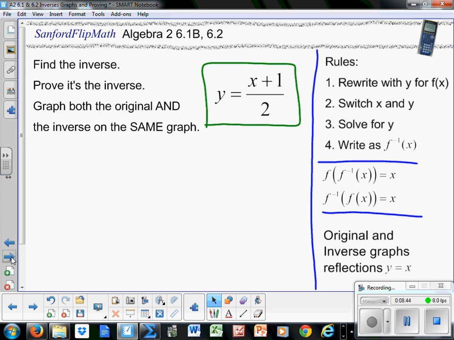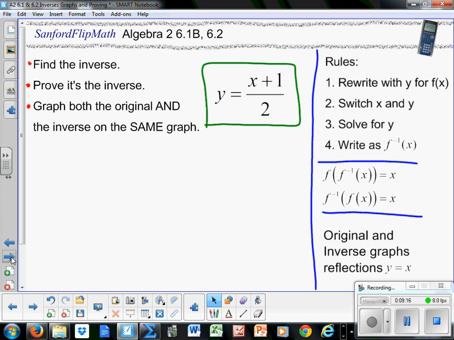My advice to you is hit pause right now. Everything that comes after this is stuff that you should already know how to do. I understand that this is to help fill in the blanks, but you should be able to do all of this. You have 3 separate problems here: find the inverse, prove it's the inverse, and graph both on the same graph. You should see that whole reflection thing happen. I'm going to do it, so hit pause, and then come back at the end and check to see that yours is all awesome.